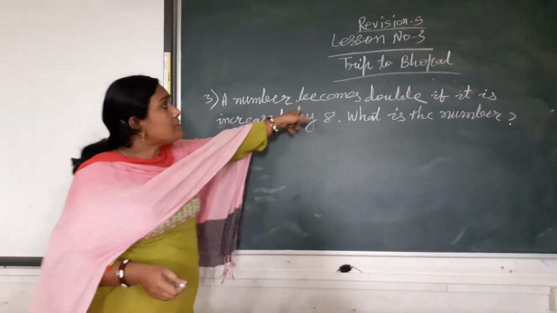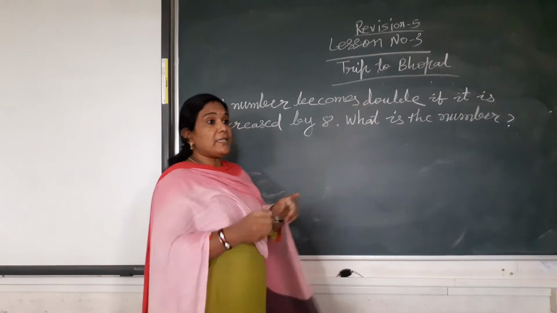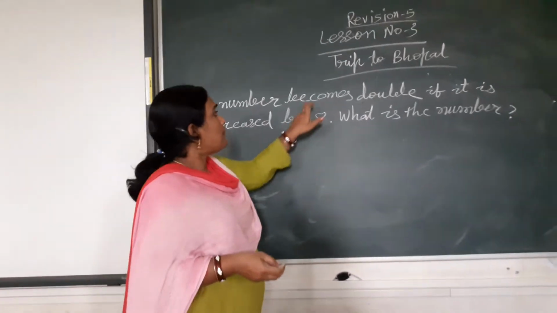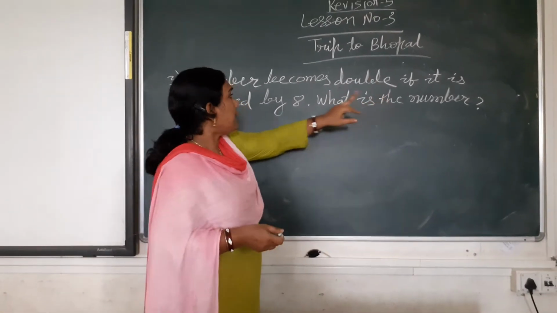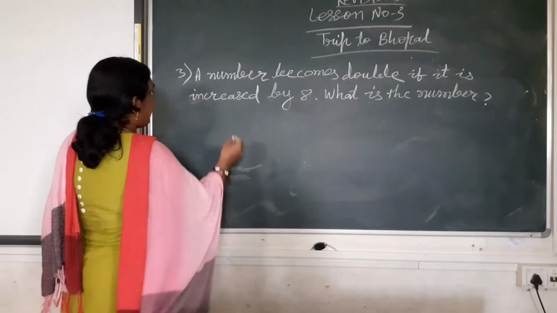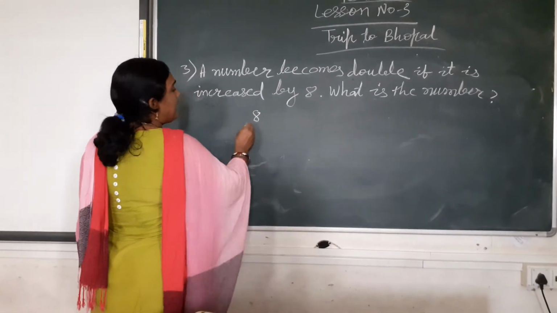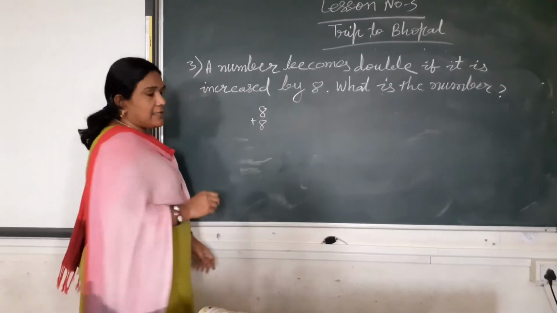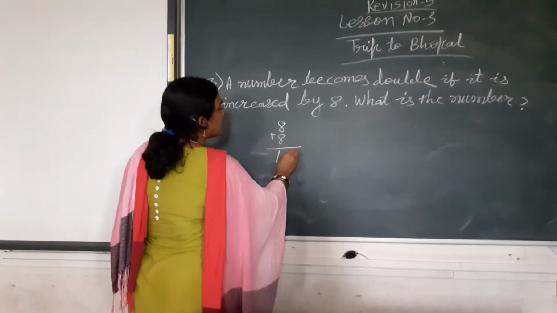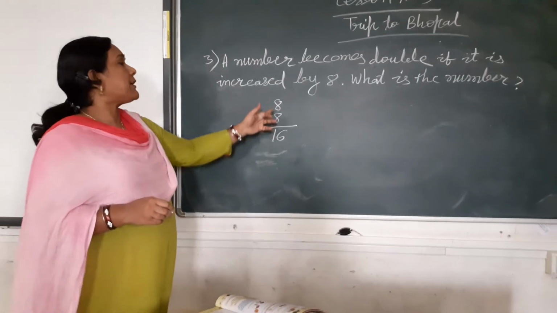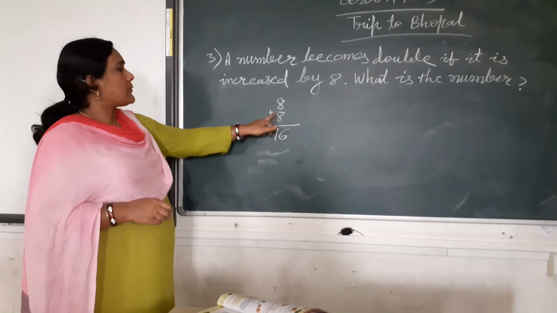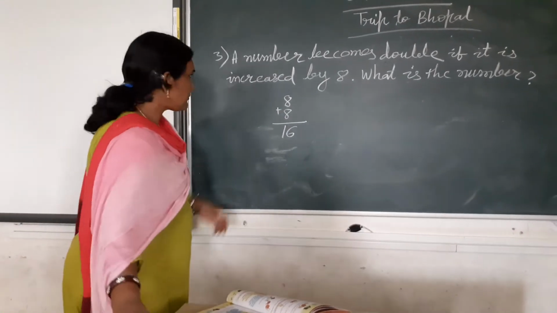A number becomes double. Double means if you add the same number, it will become double. The number becomes double if it is increased by 8. The number given is 8. Increased by 8 means we are making it double. Increased by 8: 8 plus 8, 16. Now it becomes double of 8, 16.